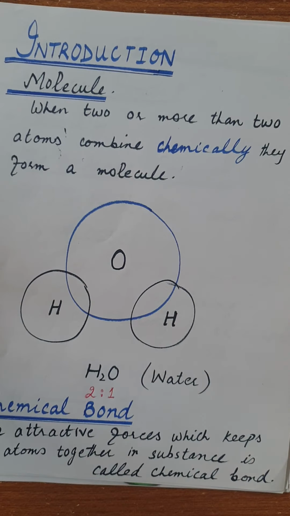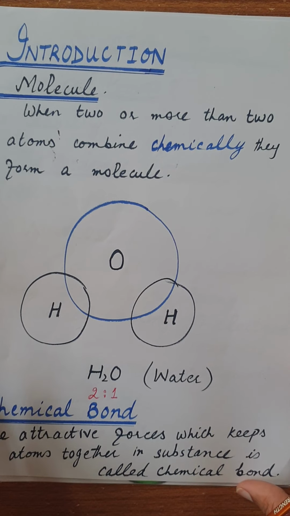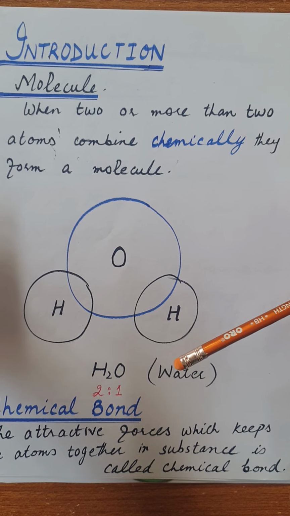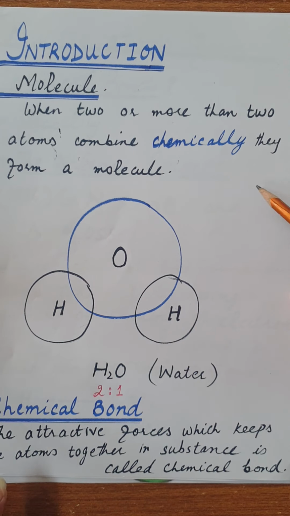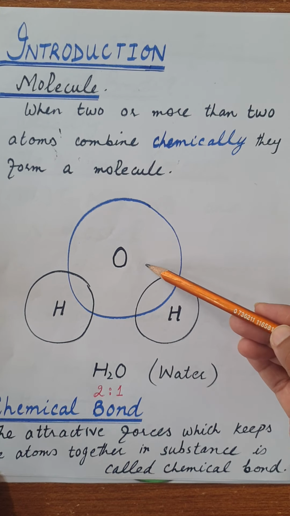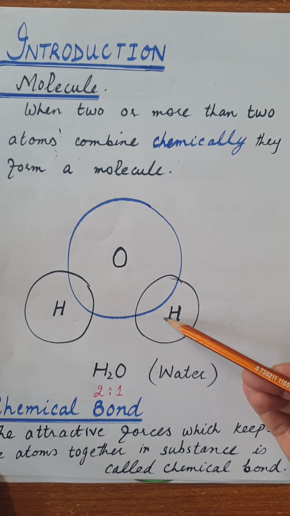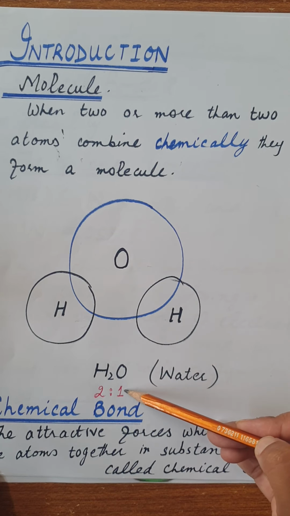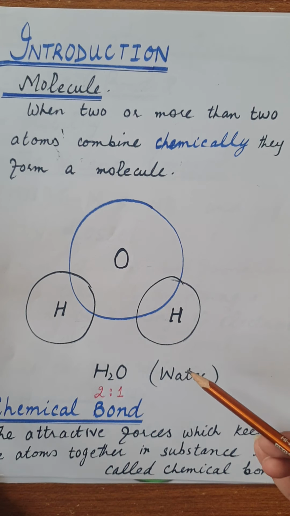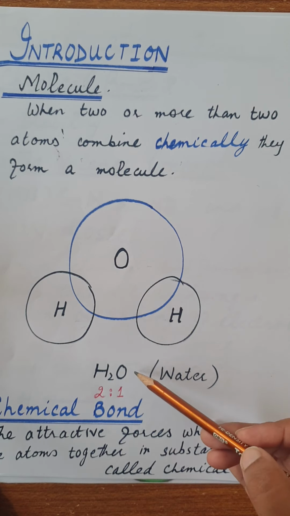So we start our lecture with the definition of the molecule. The molecule is a stable species, and we can define the molecule as follows: when two or more atoms combine chemically, they form a molecule. In this diagram we can see that one atom of oxygen and two atoms of hydrogen combine chemically in a fixed proportion by mass, and you can see that we have a molecule, and this is a water molecule. The chemical formula for the water molecule is H2O.